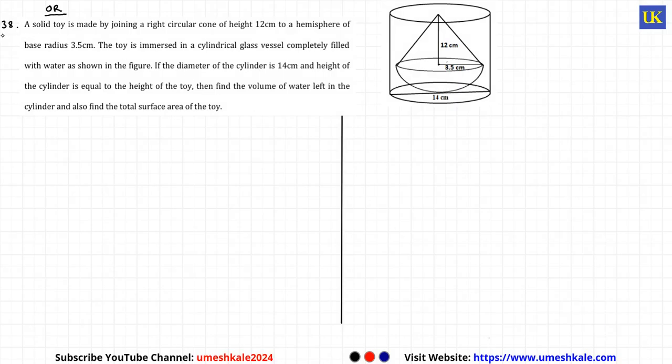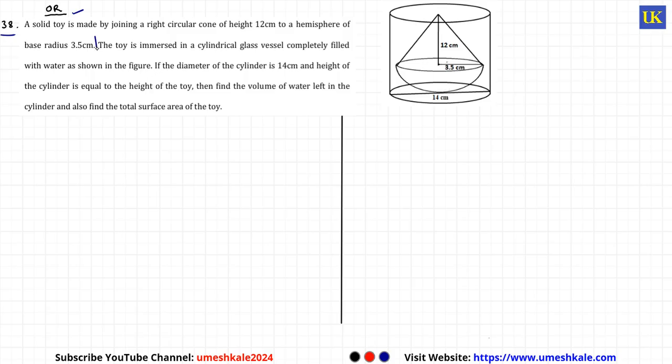So here we will see the 38th question, which is the second part, which is an OR question, an optional question. A solid toy is made by joining a right circular cone of height 12 centimeter. This is the cone they are talking about. It is joined to a hemisphere of radius 3.5 centimeter. This is the hemisphere of 3.5 centimeter.